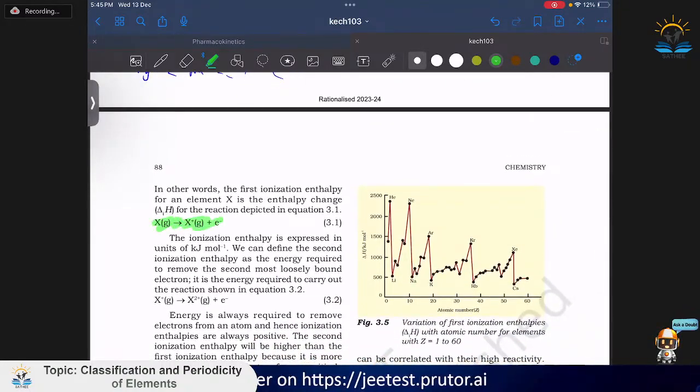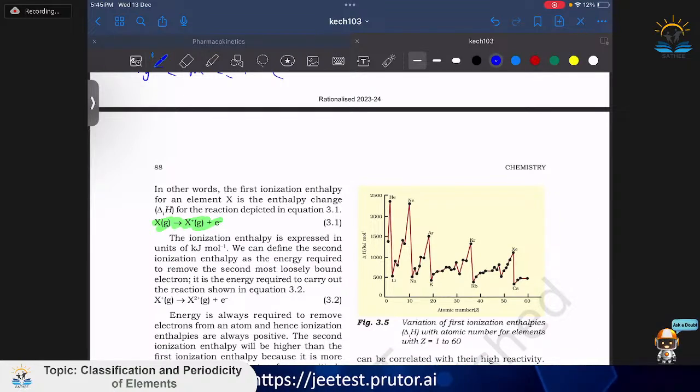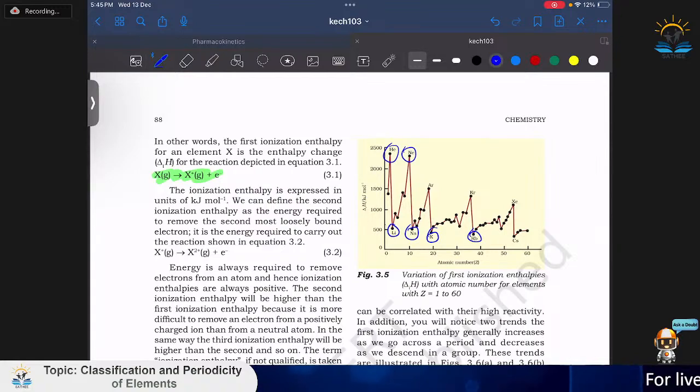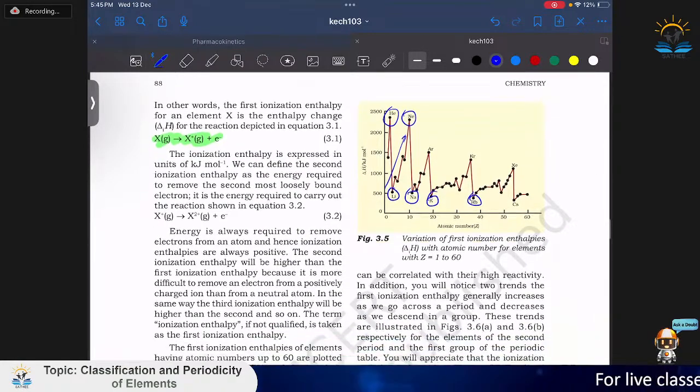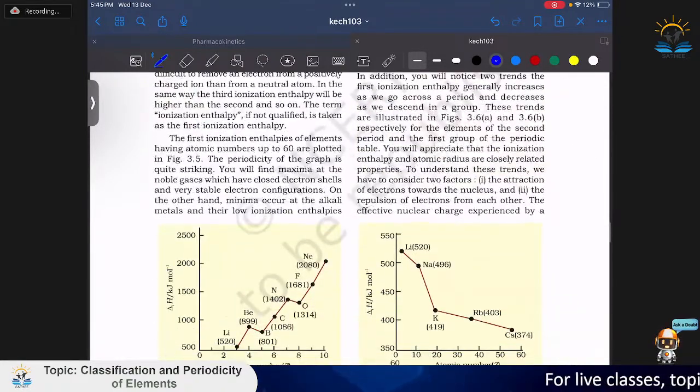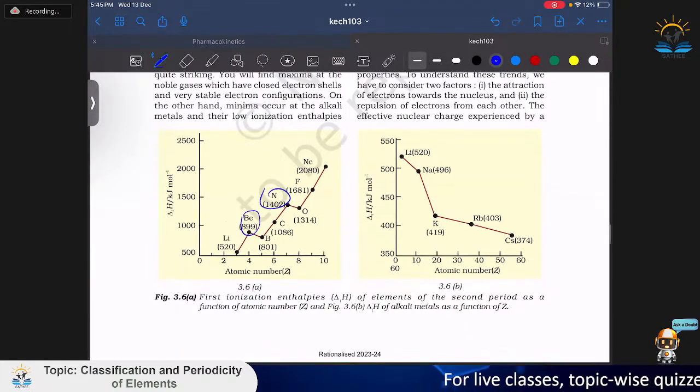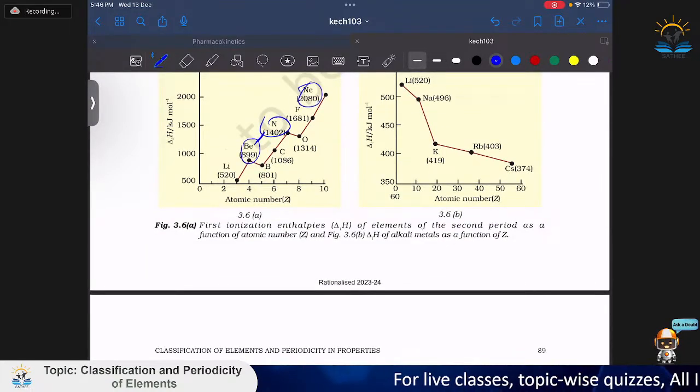And the trends are that noble gases have the highest ionization energy, alkali metals have the lowest ionization energy, and the trends are kind of irregular after period number 2. See, in period number 2, you have a peak at beryllium, you have a peak at nitrogen. Why are these two peaks? And of course, noble gases too, they are at peak. Why are these two giving a peak?